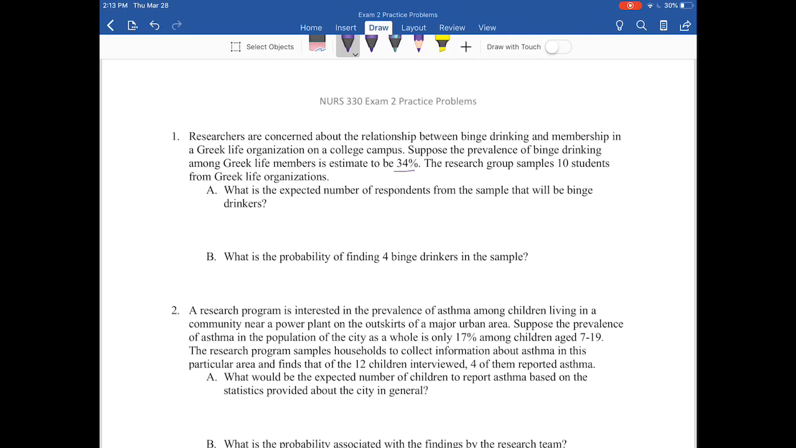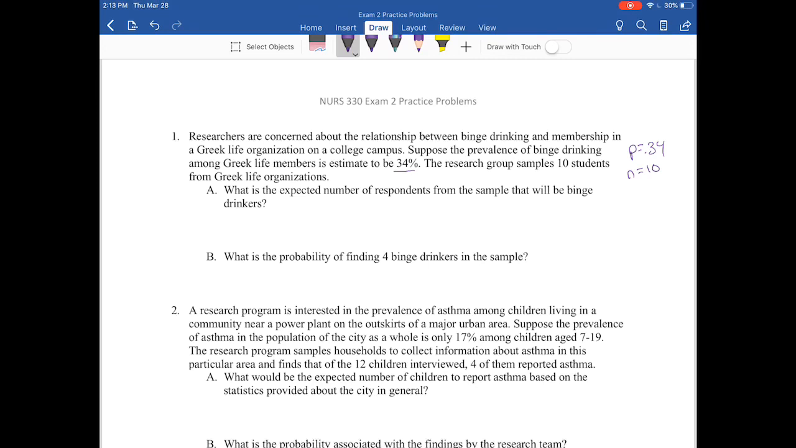One thing to always do on the side: if we're given a prevalence rate, that is our probability of people binge drinking in Greek life. So our P is equal to 0.34. And we have a sample size of 10 students, so we know our N is equal to 10. I highly recommend always writing this stuff on the side so it's easier to find what's going on later.